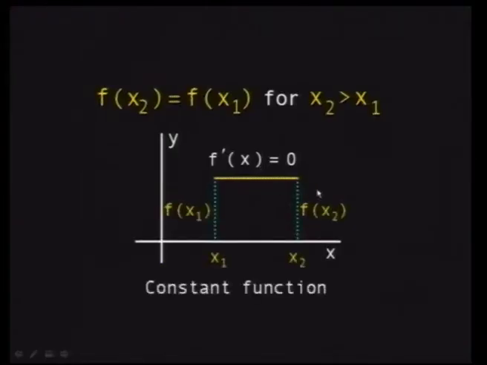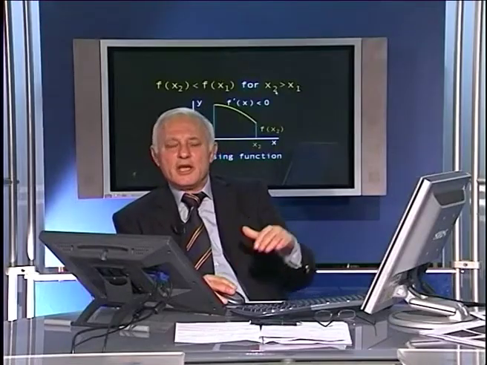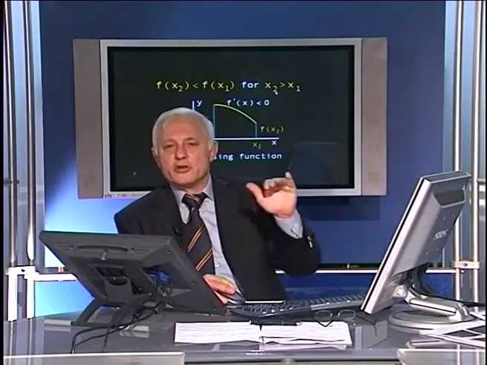Here you have a constant function. When the derivative is 0, you call it a constant function. This is when your function attenuates. It declines like this. Here, it means that your derivative is negative. When you have a function whose derivative is negative, then it means that the function decreases.